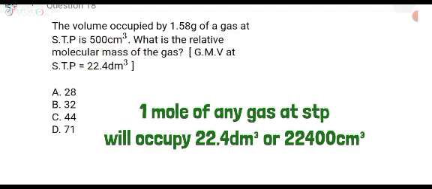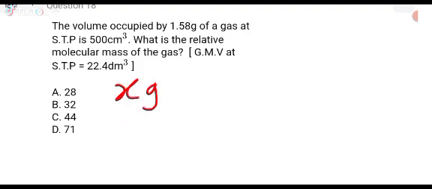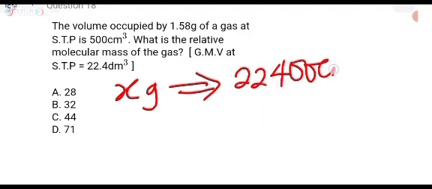I know that 1 mole of a gas will give you the molecular mass of the gas if you find the mass. So just write x gram of the gas at STP will give you 22400 cm cube. I've converted 22.4 dm cube to cm cube, so this one and this one are the same. This one is in cm cube, while this one is in dm cube. Now I'm using cm cube because what I'm given is in cm cube.